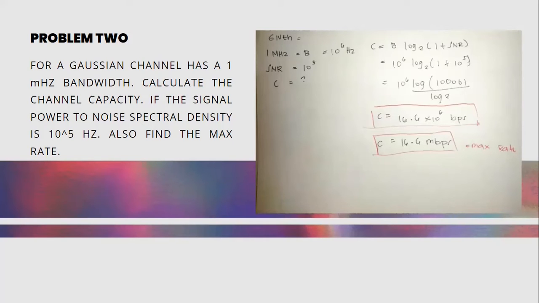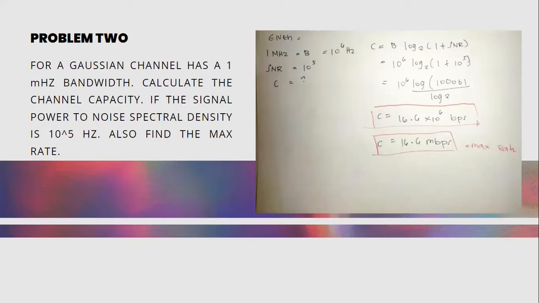So if we substitute into our formula, which is C equals B log base 2 of 1 plus SNR, which is 10 to the power of 6 log base 2 of 1 plus 10 to the power of 5. 1 plus 10 to the power of 5 is equal to 100001, which is equal to 10 to the power of 6 log 100001 over log 2. If you calculate this, you can sum up to 16.6 times 10 to the power of 6 bits per second.